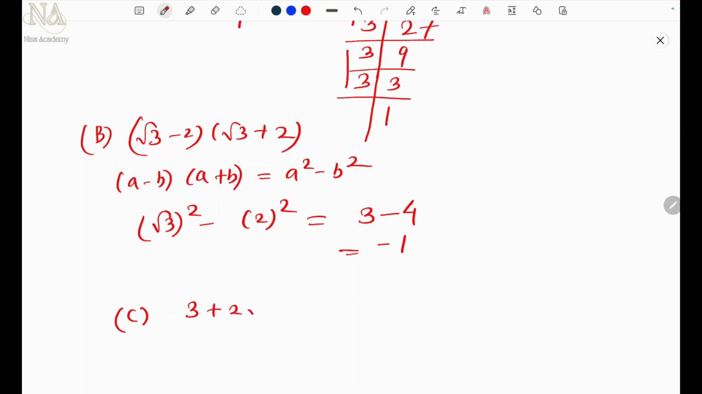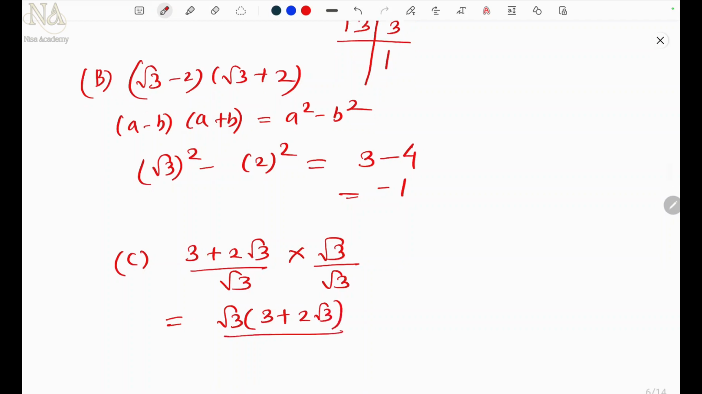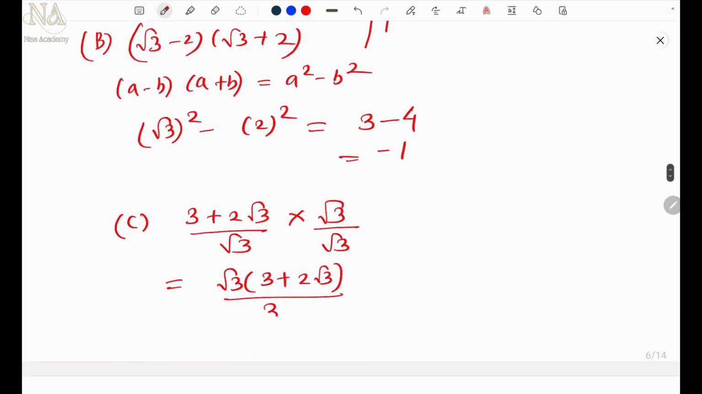3 plus 2 root 3 by root 3. So let's rationalize the denominator. Multiply both the numerator and denominator by root 3. So root 3 upon 3 into 2 plus root 3, and root 3 into root 3 is 3. So when I multiply this, it is 3 root 3 plus 2 root 3 into root 3, which is 2 3s are 6, upon 3.